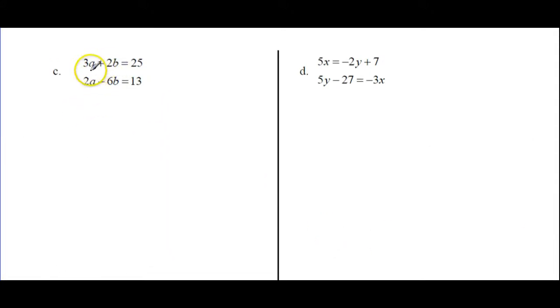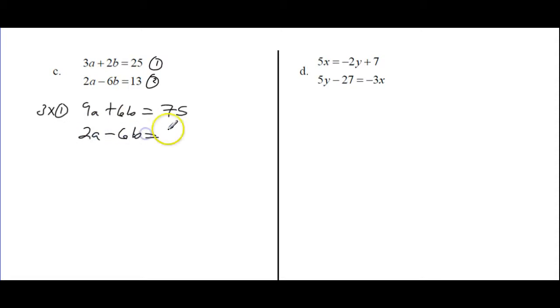Okay, so here's the thing, if we want to get rid of the a's, we would have to get this to be a 6 and this to be a 6, which means multiplying both equations. If I multiply equation 1 by 3, so 3 times equation 1 gives me 9a plus 6b equals 75. And very important thing is make sure you're multiplying all three terms. And equation 2 can just stay the same. And we now have the same coefficient. With opposite signs we add, so 11a equals, okay, this is 0, 88. So a is equal to 8.